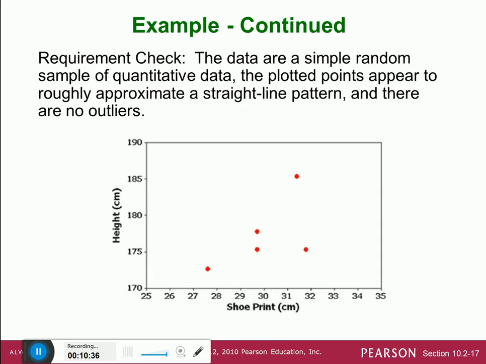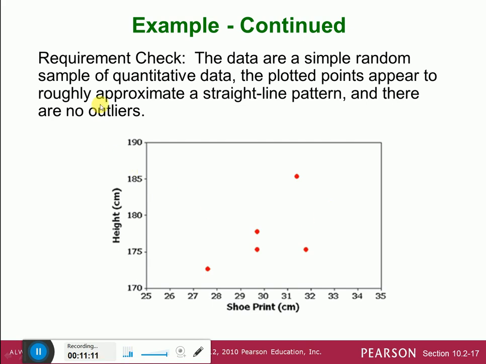And first, make sure you check the requirements, but usually it should be a linear one if they are asking you. Now the data are a simple random sample. The plotted points appear to be linear, so you can see it's kind of going up from left to right. So this can be a straight line pattern. It's not like it's everywhere. It's going up here. So yes, we have the straight line pattern, and there's no outlier.